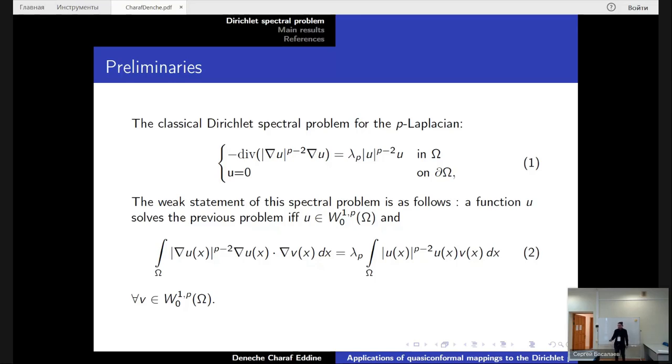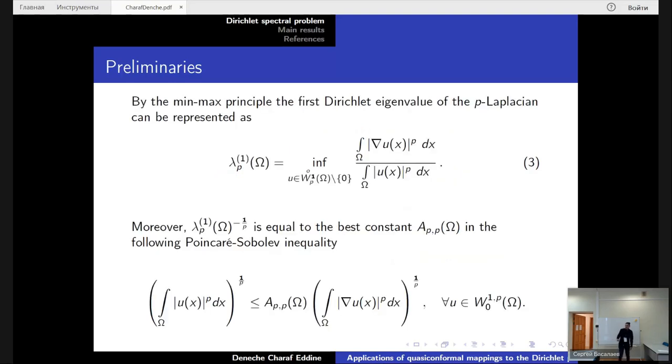In such domains, we consider the weak statement. It consists of considering a function u and solving the following inequality for all v in the Sobolev space. It's very well known that the first eigenvalue in any bounded planar domain is simple and isolated. By the min-max principle, the first eigenvalue for the P-Laplace operator can be represented by.